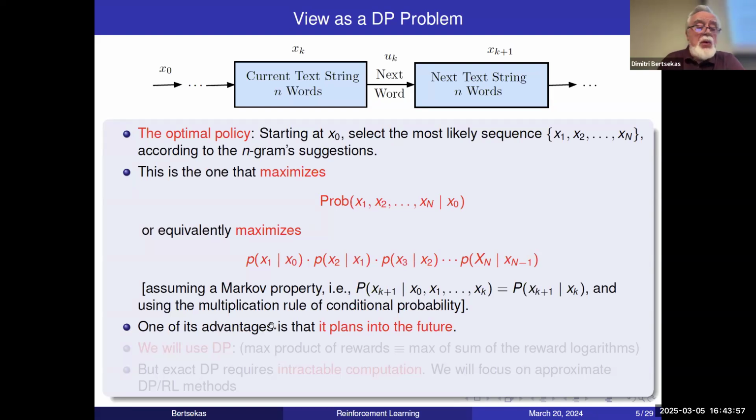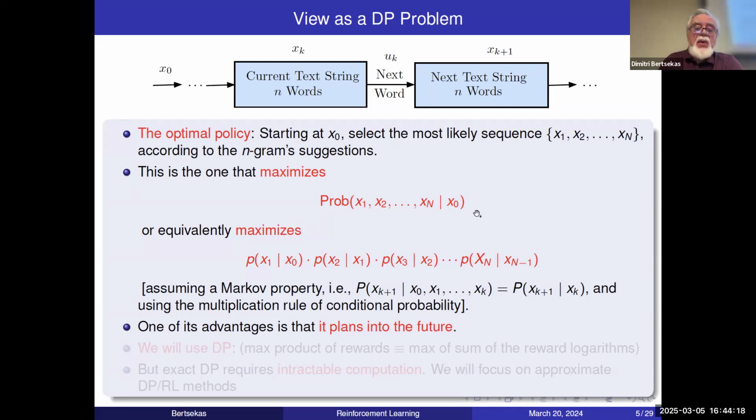Now, why would we want to do that? It's not very clear, but it seems like an interesting problem. And it has an advantage in that it doesn't just look at the next word probabilities, but looks also into the future. So that could be useful in some contexts.